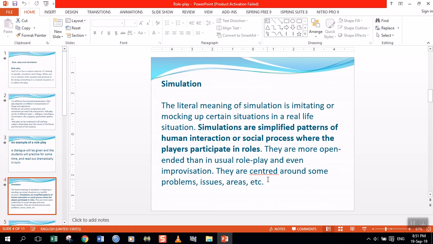So here, basically, when they try to simulate, sometimes it becomes such a complex situation where they try to act on certain social issues and social problems, similar to that of a role play.